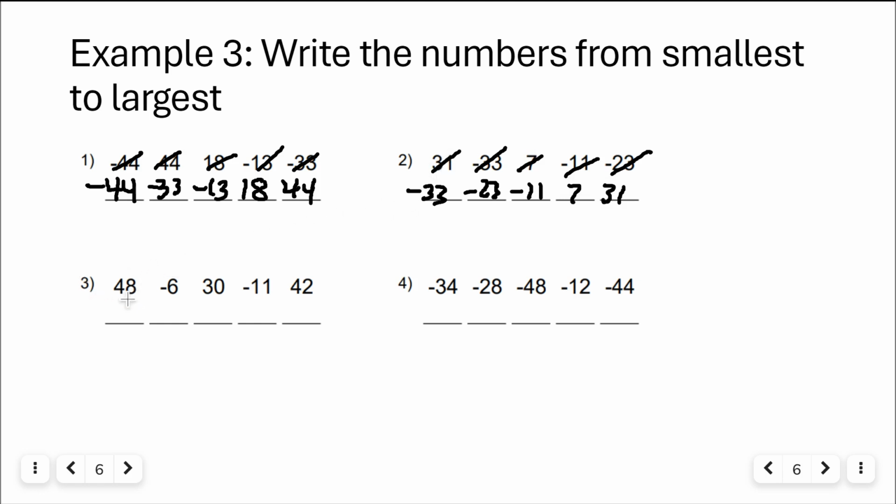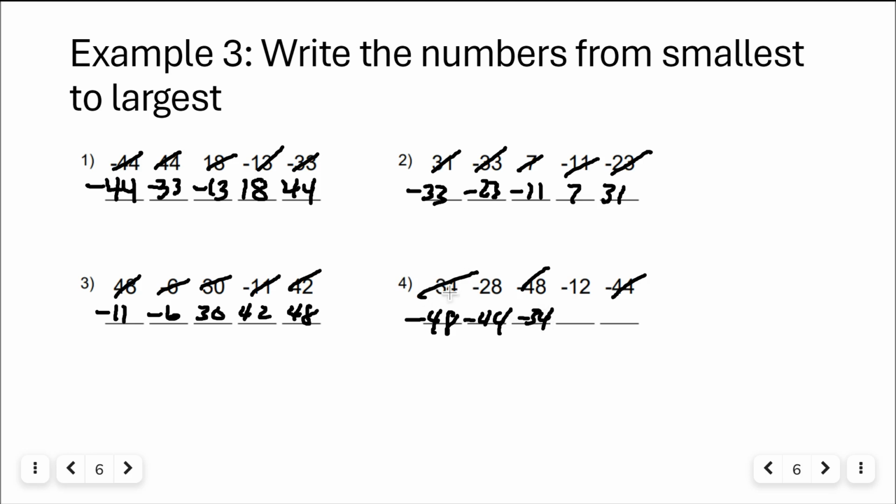Okay, the smallest number to the left in number 3 is negative 11, then negative 6. Oh, now we're getting into the positives. So 30, 42, and 48. Got them. All right, and then finally, they're all negative. Which one is the furthest to the left? Negative 48. Then it's negative 44, negative 34, negative 28, and negative 12.